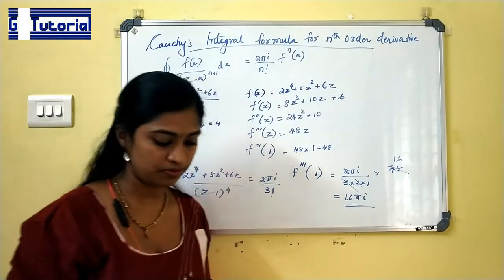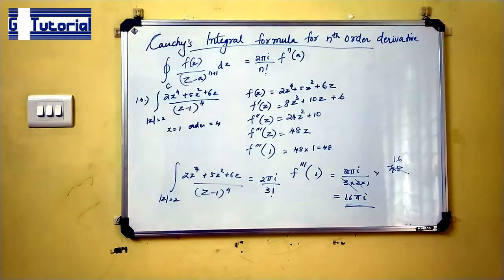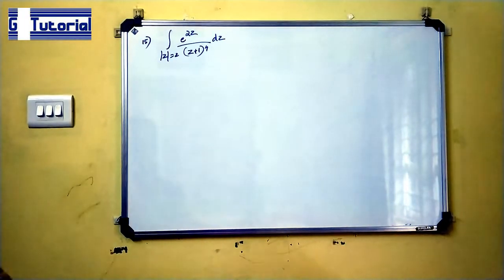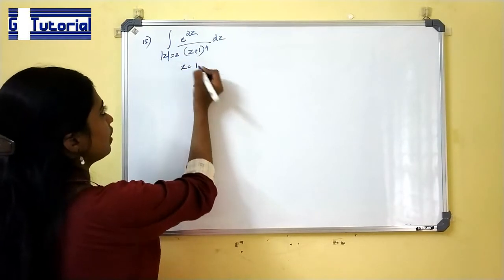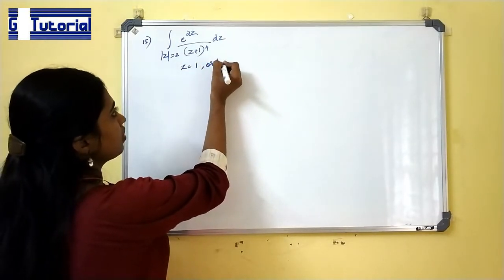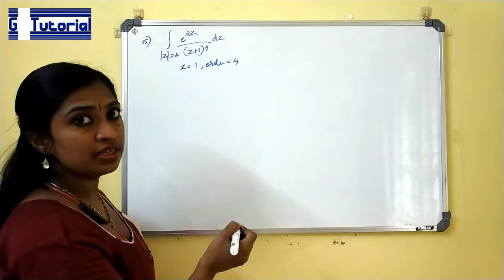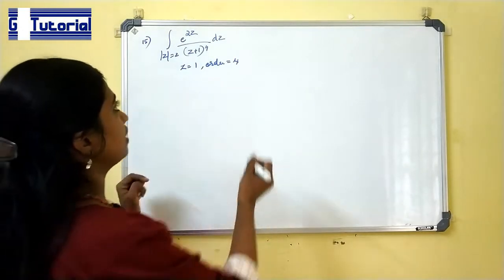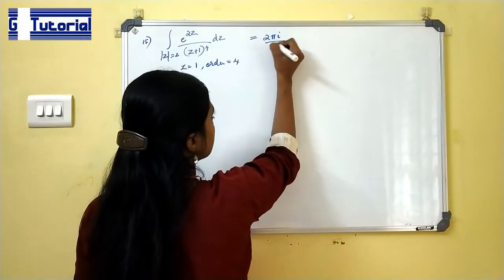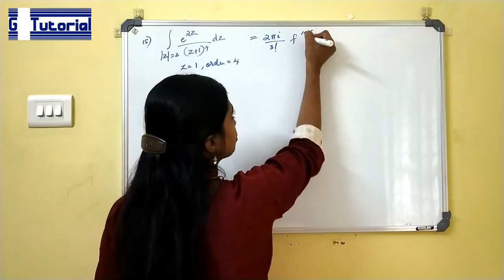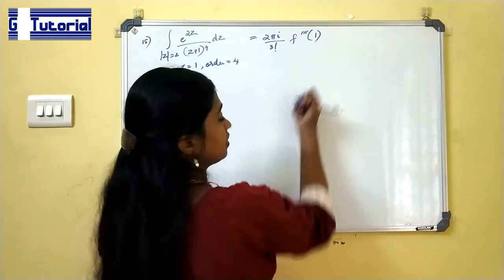Let us do another problem. This is the next question. Here the pole is z equal to 1 and its order is 4, and we have to find the third order derivative. It will be equal to 2 pi i by 3 factorial into f triple dash of a, where a is 1.